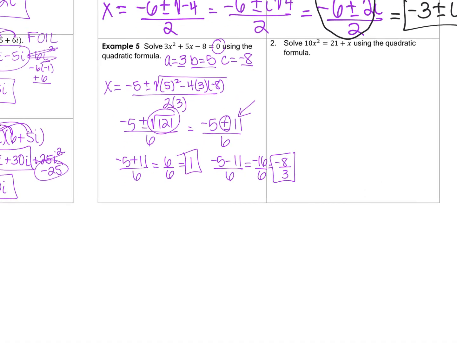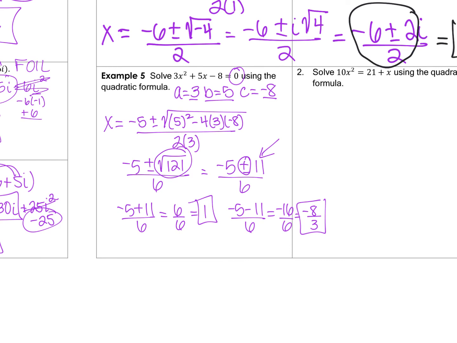Okay, we're going to stop there. So this is using the quadratic formula to solve a quadratic equation. If you have any questions, please let me know.